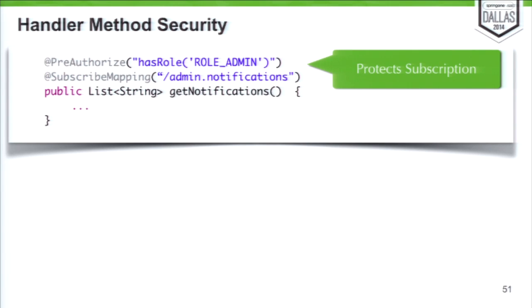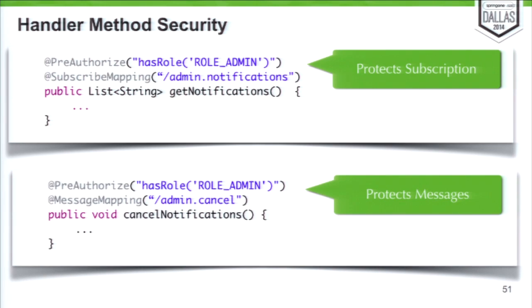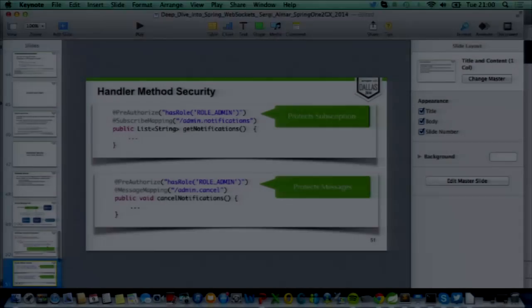So the other way to protect subscriptions and messages is basically using the traditional Spring Security annotations like the pre-authorize, and we can actually protect the subscribe mapping annotation messages and the message mapping methods. So protecting subscriptions and messages as well. And that's really important. I mean, configuring security is really important because we don't have anything there.